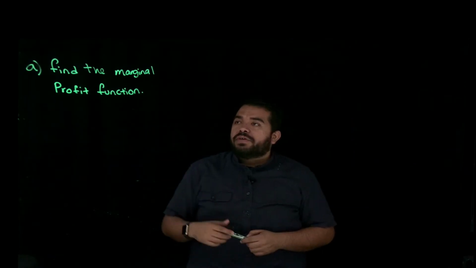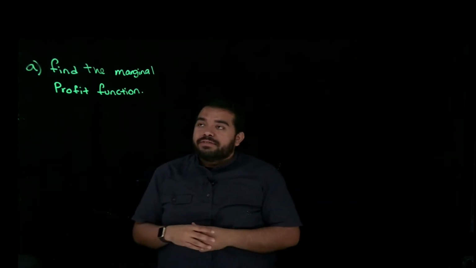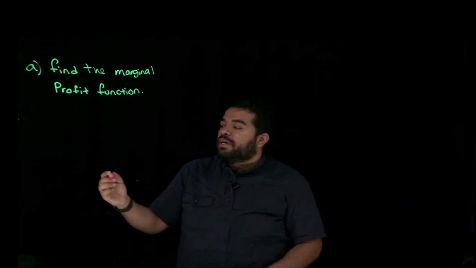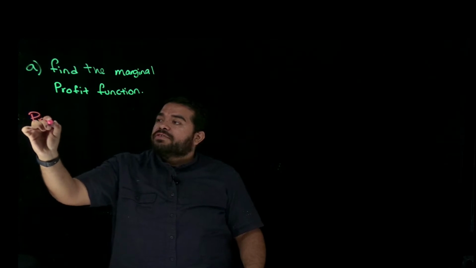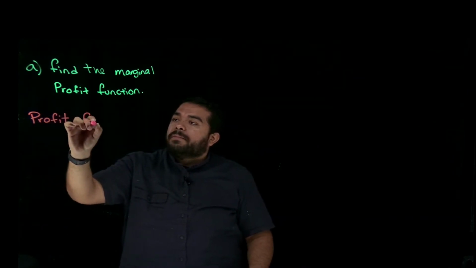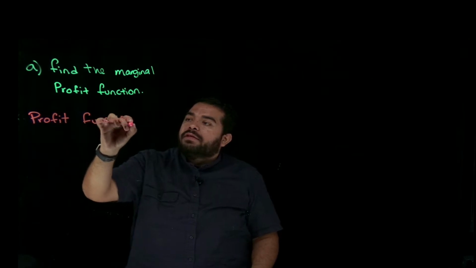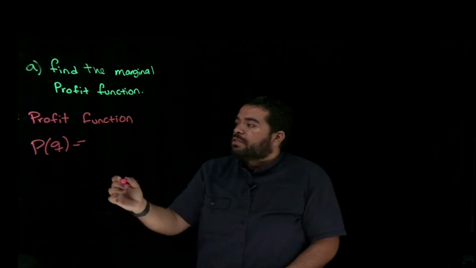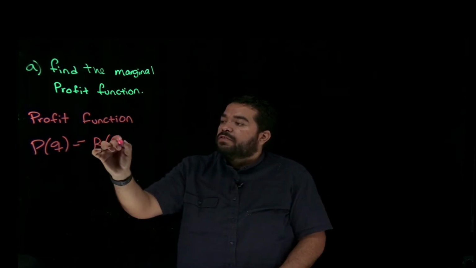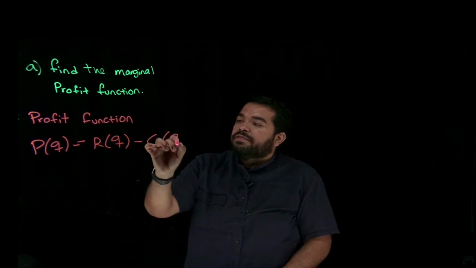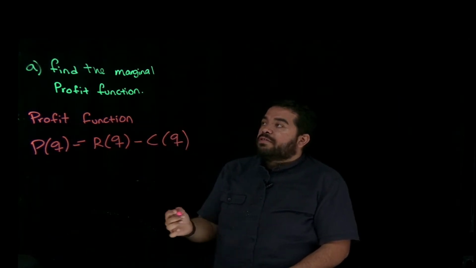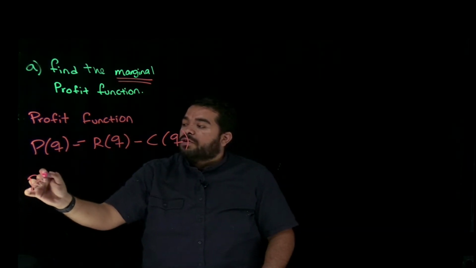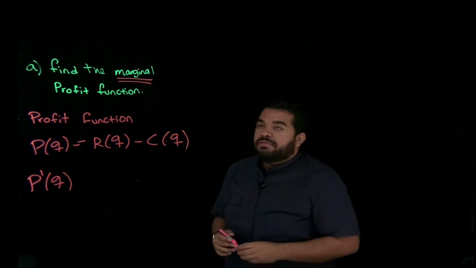All right, so let's go ahead and turn our attention to part A of this problem, and they are asking us to find the marginal profit function. So for the marginal profit function, we have to remember that the profit function, which we use P of Q is equal to, this is going to be the revenue function minus the cost function. Now, because we are interested in finding the marginal profit function, once we find this here, our goal is to find the derivative of this function here.